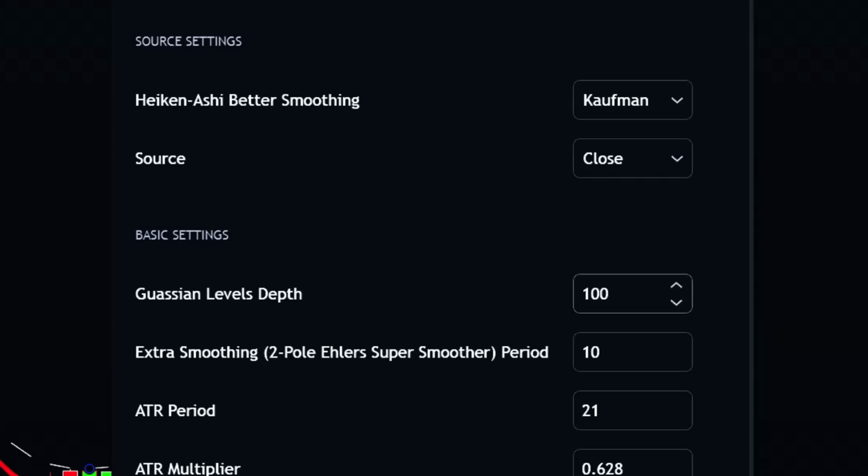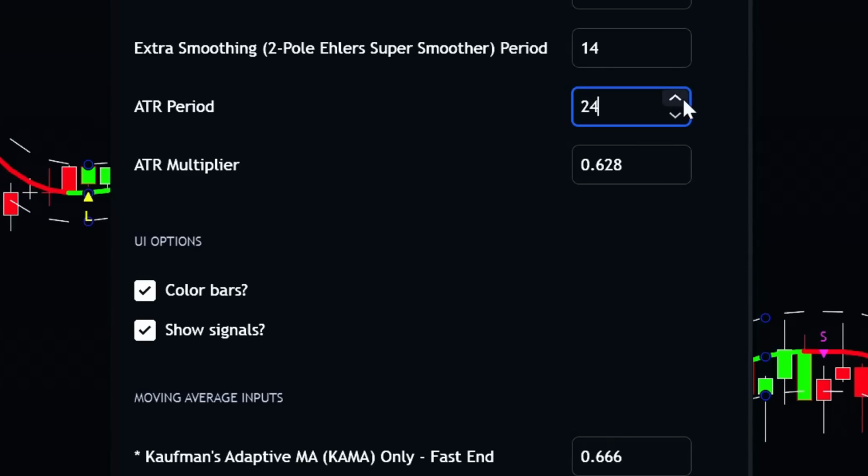A higher number means it looks further back. Then change the extra smoothing to 14. The setting helps to smooth out the indicator signals, making them less noisy and more reliable. Finally, change the ATR period to 27. The setting determines how the indicator calculates volatility.